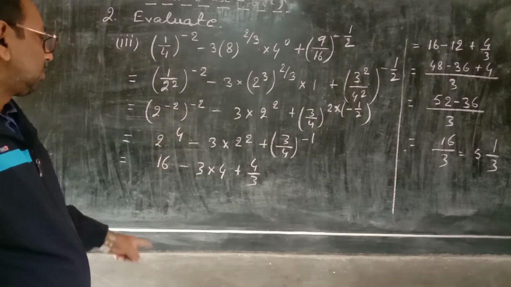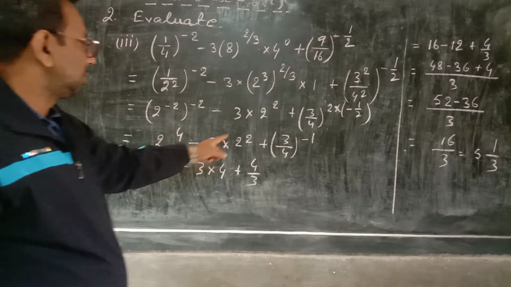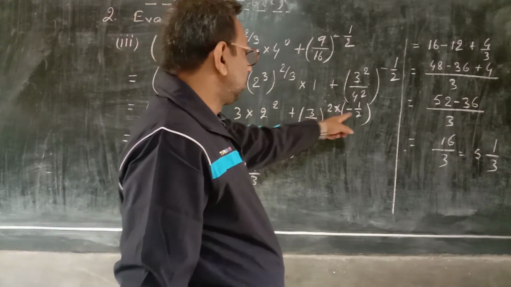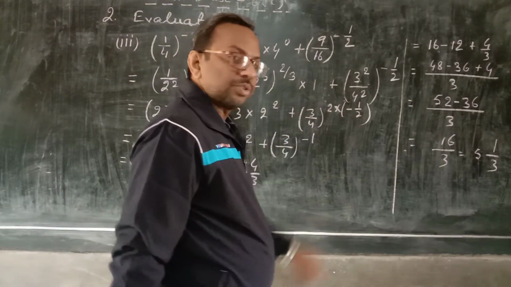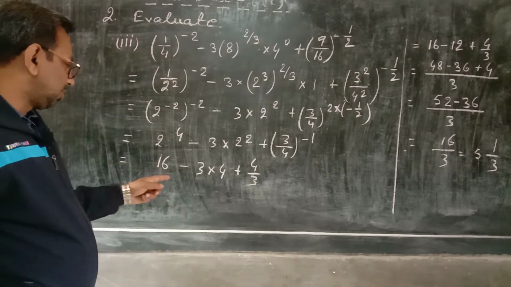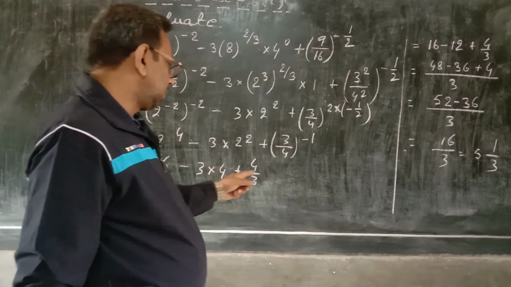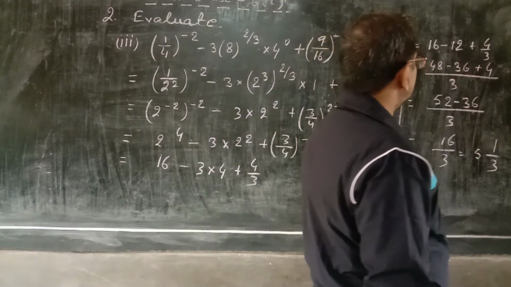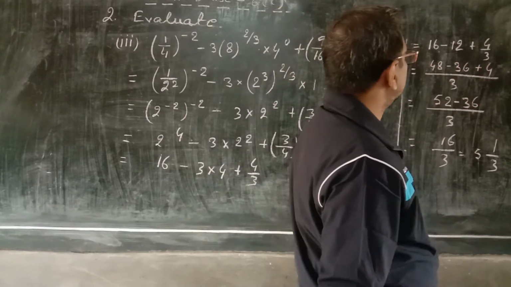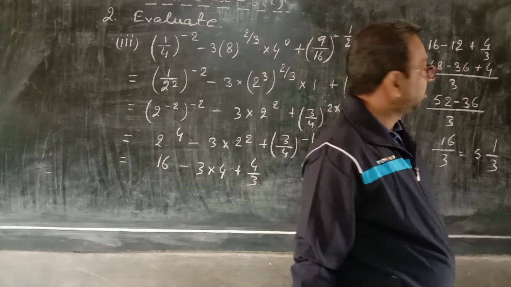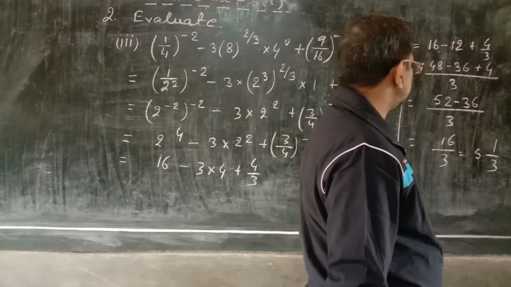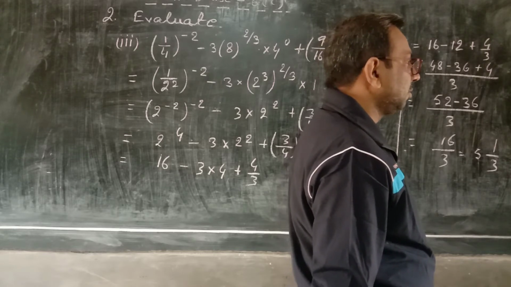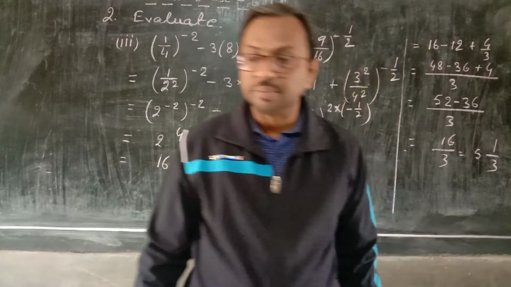Now minus minus plus, so 2 to the power 4 minus 3 into 2 square plus 3 by 4 to the power, these 2 cancel, so 3 by 4 to the power minus 1. Now this becomes 16 minus 3 into 4 plus 4 by 3. 16 minus 12 plus 4 by 3. LCM became 3. So 48 minus 36 plus 4, if you simplify it, you will get 52 minus 36, that is equal to 16. 16 by 3. Change it to a mixed fraction, that will be equal to 5 and 1 by 3.